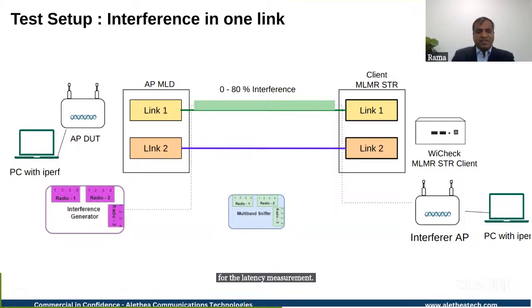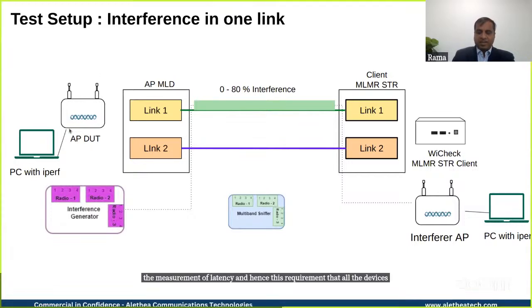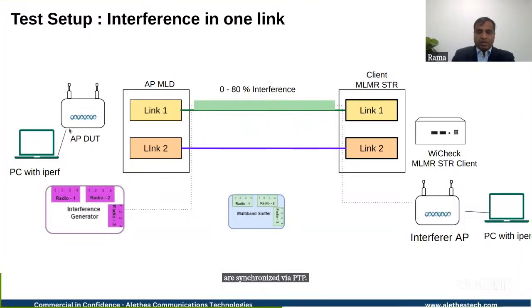I want to emphasize that the whole setup is actually in an RF chamber, and all the devices here are synchronized for time via the protocol called PTP. This is needed because we are measuring latency, and different devices having different times and not having time synchronization would affect the measurement of latency, hence the requirement that all devices are synchronized via PTP. So the interference generator talks to the interferer AP.